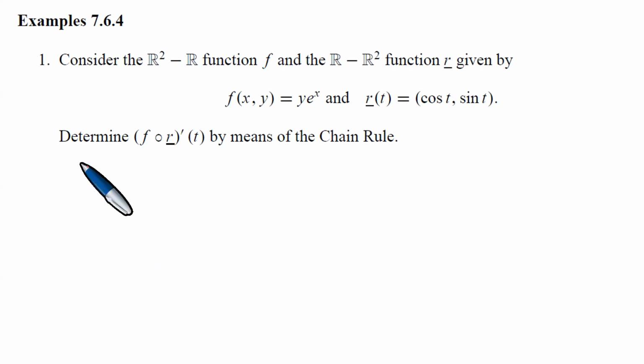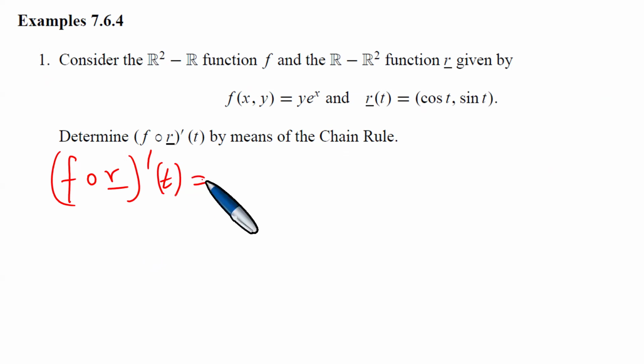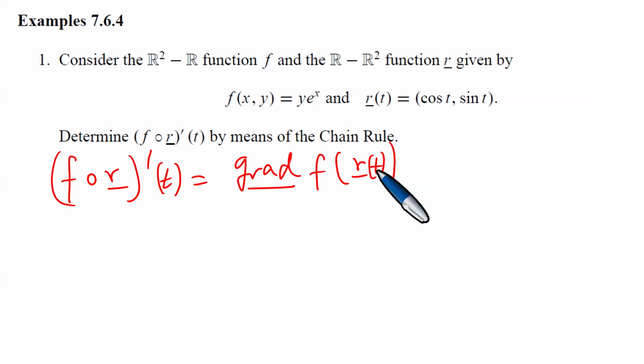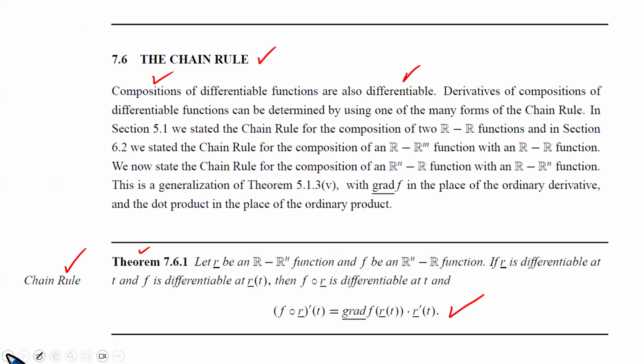Right, we need to obviously state up front the actual version of the chain rule that is required. But most importantly, we need to recall that if you have the composite function, the composition of f and r, primed of t, it is exactly the same as the gradient of f of r of t, dot r prime of t. And this is the theorem stated here in 7.6.1: the gradient of the composition of f and r is the gradient of f of r of t dot r prime of t.